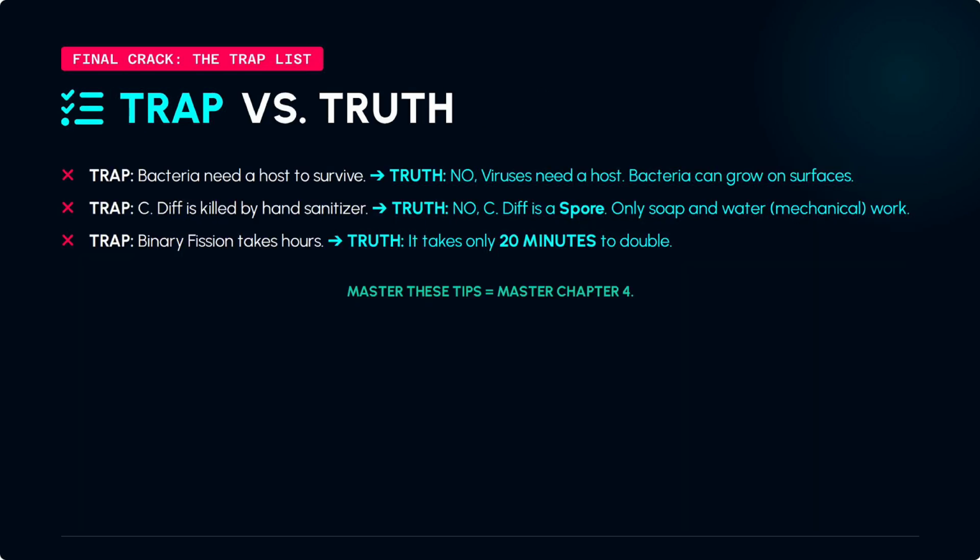Now, the trap list. Trap number 1. Bacteria need a host to survive. False. Bacteria are independent contractors. They are living their best lives on your doorknobs, your operating tables, and your instruments. Trap number 2. Hand sanitizer kills C. diff. Nope. C. diff is a spore. Alcohol does absolutely nothing to them. You have to scrub them down the sink with good old soap and water. Trap number 3. Bacteria multiply slowly. The truth? Under the right conditions, they double every 20 minutes. They multiply faster than rabbits.